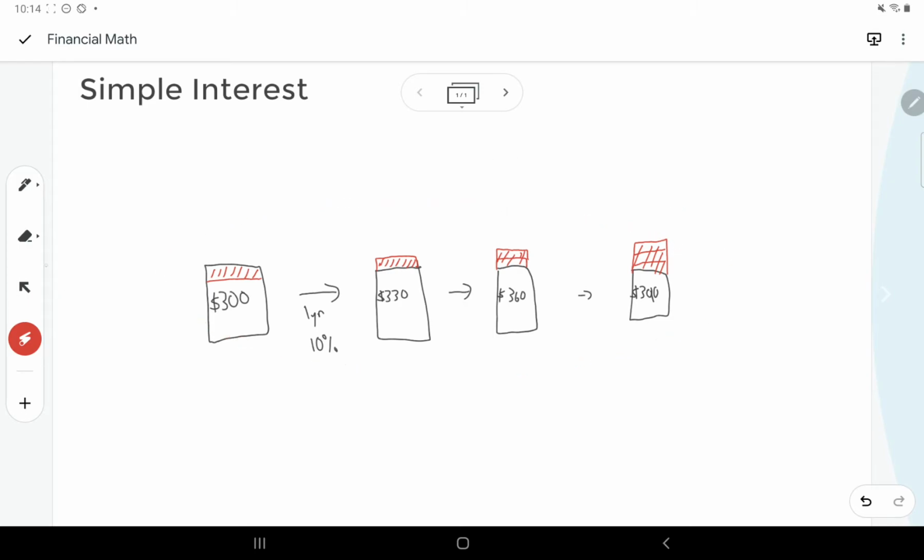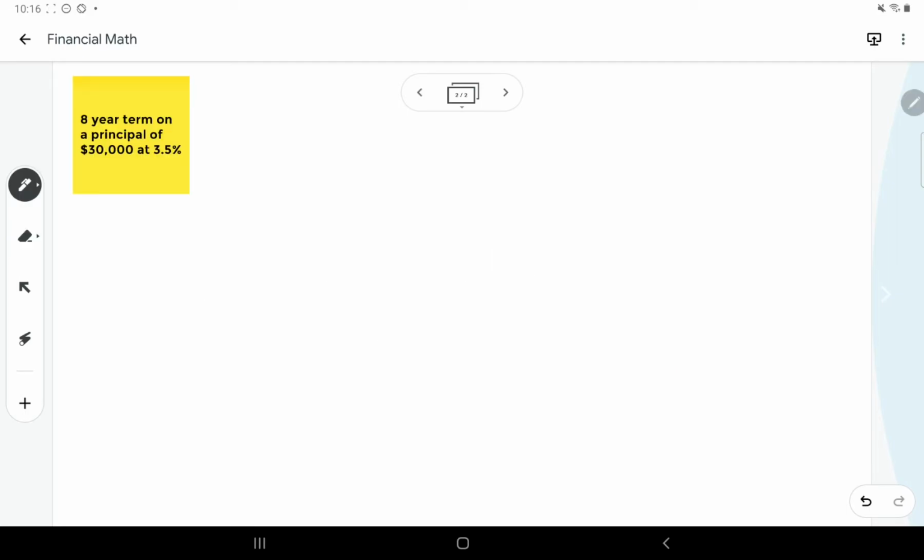So that's all well and good. How do we use it? How do we calculate things with it? Well, let's take a look at some examples and I can show you the formula. So let's take a look at this example. So let's say we have an investment with an 8-year term on a principal of $30,000 at 3.5%. So that's a bunch of information that we don't know how to deal with yet. So we get a look at the formula.